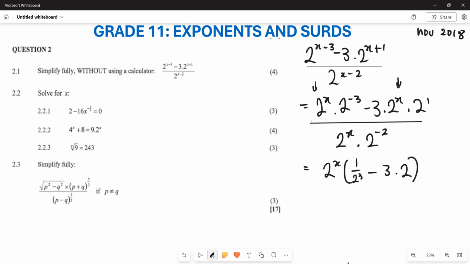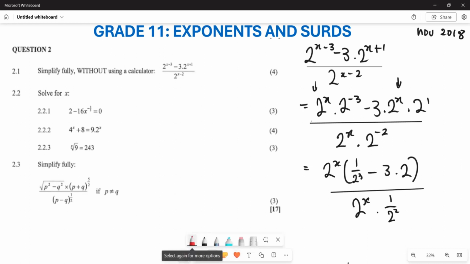All right. Then this is going to be divided by 2 to the power of x multiplied by, what is this? This is the same as 1 over 2 squared, altogether. Now, this is one thing that I want you to take note of. These two are going to cancel each other. The 2 to the power of x and 2 to the power of x are going to cancel each other, right? So, which means now, as we are continuing, you're going to have 1 over 8 subtract your 6.